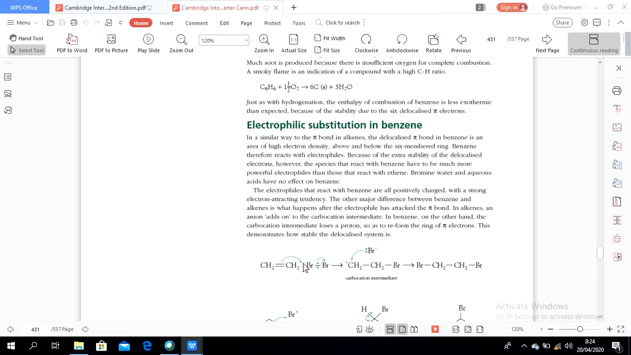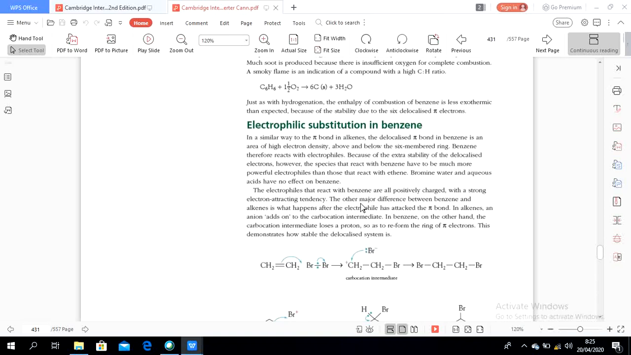Because this carbon opens the electron and gives the electron to this bromine, that makes this bromine attach to this carbon. It becomes this structure. And then after that there is a nucleophile, Br minus. So this is what makes the difference between alkene and benzene.